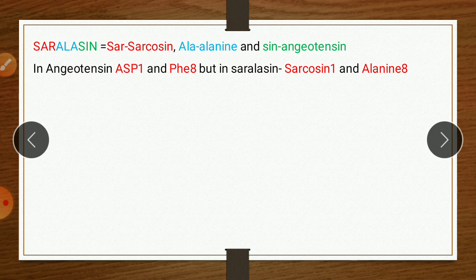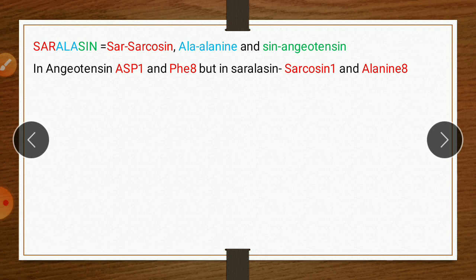In case of angiotensin II, on the first position aspartic acid is there and on the 8th position phenylalanine is there. But in case of saralasin, on the first position there is sarcosine, which is also an amino acid, and on the 8th position there is alanine. So this is the difference between angiotensin II and saralasin. Both are octapeptides, meaning they contain 8 amino acids, but structurally, in angiotensin II the first amino acid is aspartic acid and the 8th is phenylalanine, while in saralasin the first is sarcosine and the 8th is alanine.